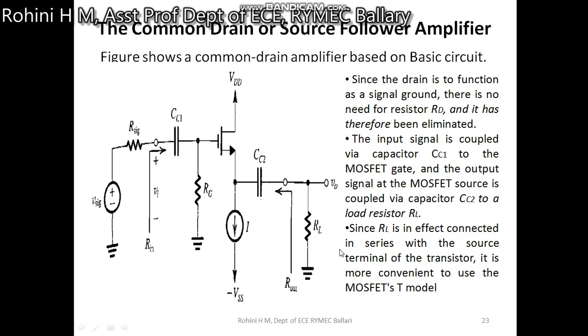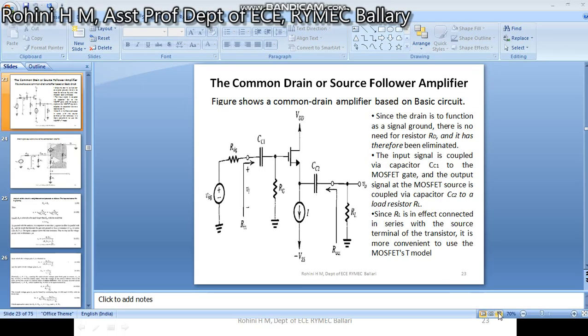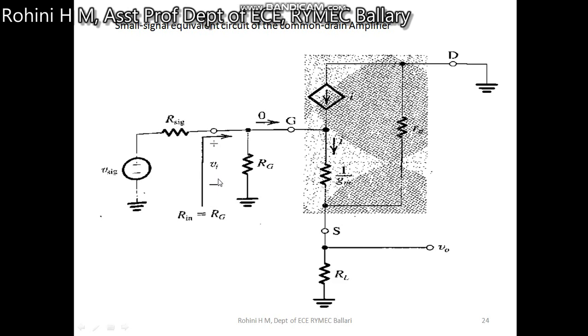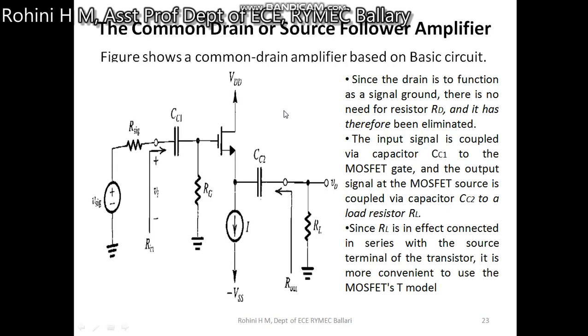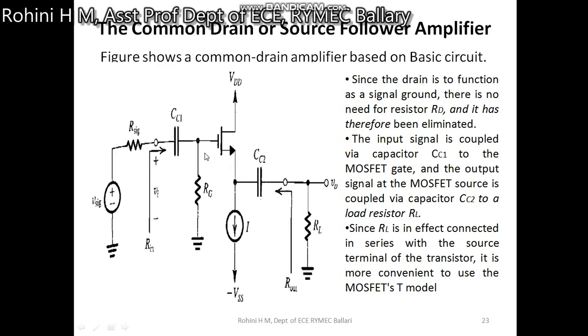RL is in effect connected in series with the source terminal of the transistor. It is more convenient to use the MOSFET's T model. So this is the basic circuit diagram. Next, this is the small signal equivalent diagram of this circuit, and here we have modeled this as a T circuit. This circuit is derived from the circuit itself.